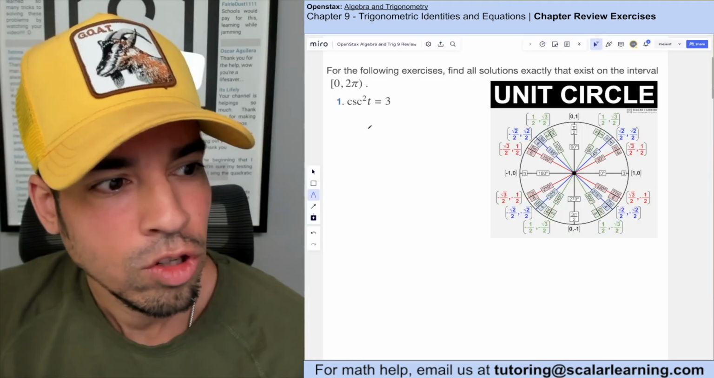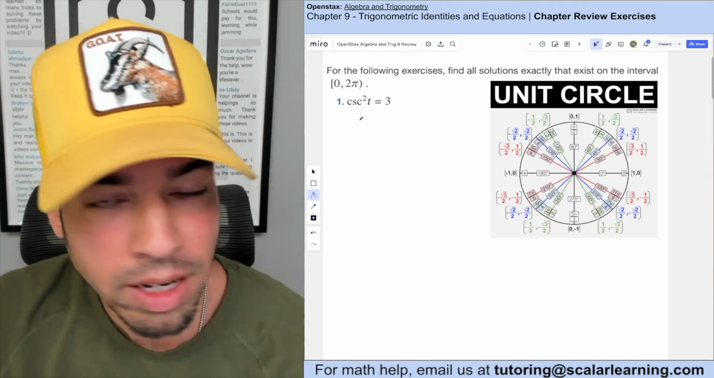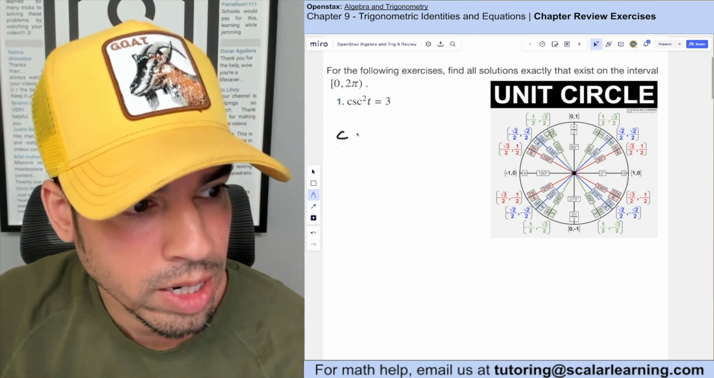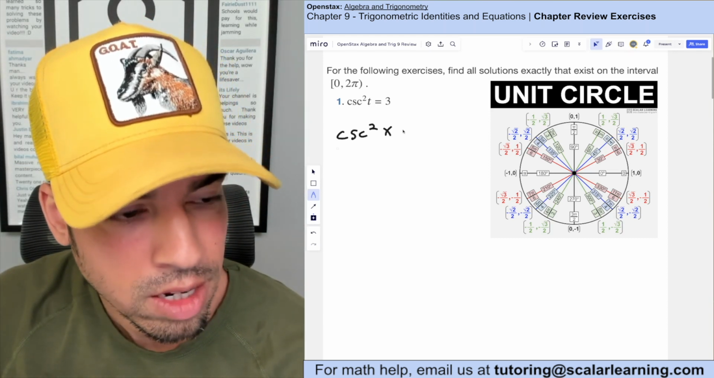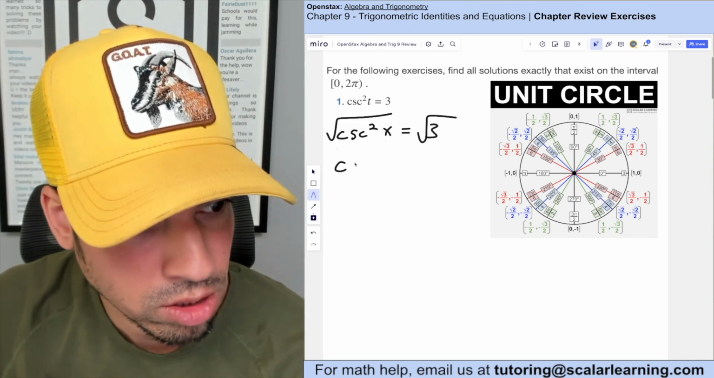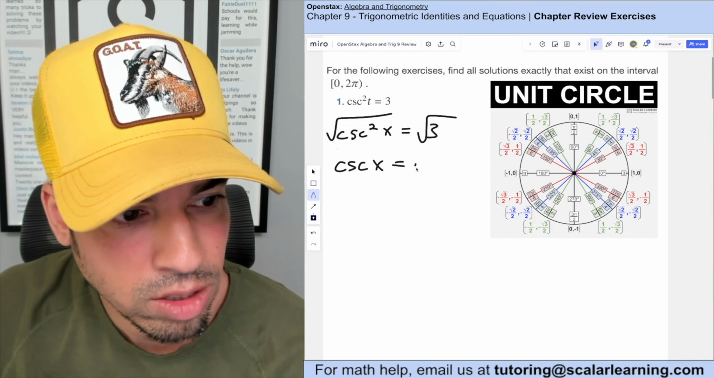Let's do it. So for question number 1, we're solving for t, and I'm going to rewrite it as x, but it's still the same thing, just an unknown variable. So we got cosecant squared x equal to 3. My first move is I'm going to take the square root of both sides like so, and then I get cosecant of x equals rad 3.